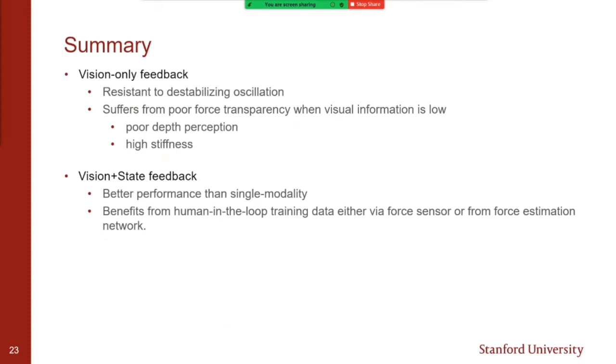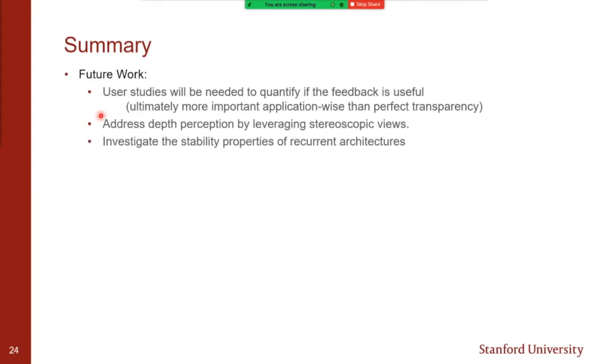So we think that future work could involve some user studies, because ultimately that's the most important thing. Does it improve performance even despite less than perfect transparency? And given the vision's promising robustness, so to speak, maybe that's the wrong word, to the oscillations, we should try and fix this problem with the lack of visual information by maybe leveraging the stereoscopic views. And lastly, we haven't looked at the recurrent architectures, and we think that they have different kinds of dynamic properties from our static model, and perhaps we can explore those further.